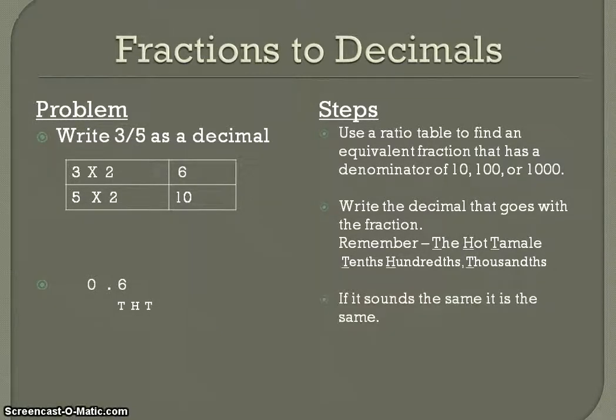If the numbers sound the same, then they are the same. The fraction 6/10 is equivalent to the decimal 0.6. So 3/5 is equivalent to 0.6. And remember, we need to circle our answer.